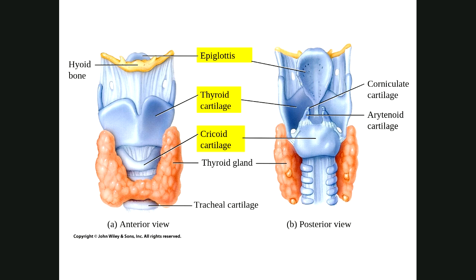And okay, so our arytenoid, corniculate, and then cricoid cartilage. You only have 1 of those. Here's the thyroid cartilage, right? It's open in the back. And then the epiglottis in the back, right? So epiglottis right here. So this is the posterior view. The epiglottis closes the glottis.